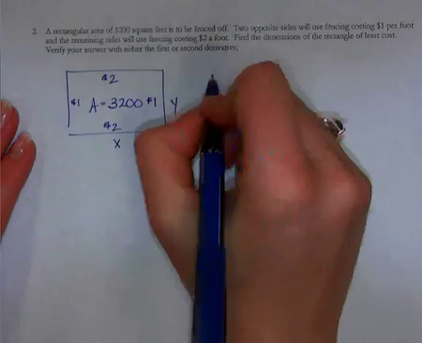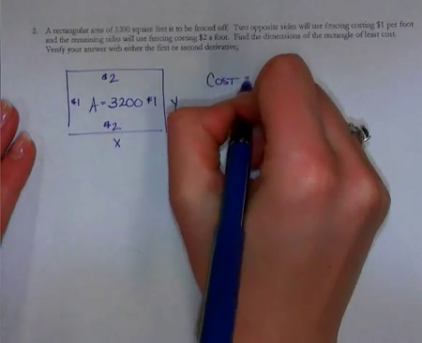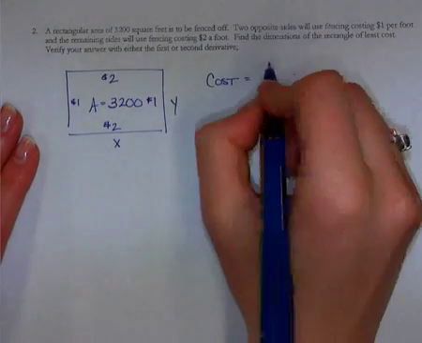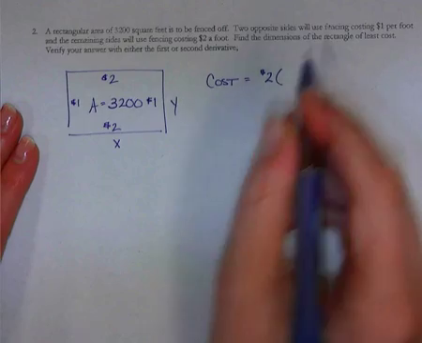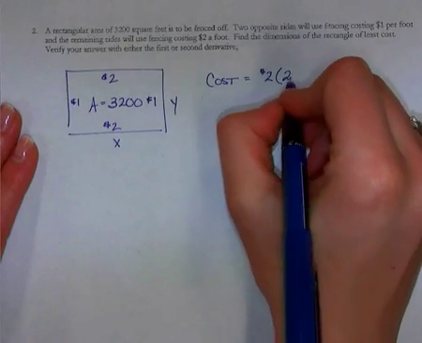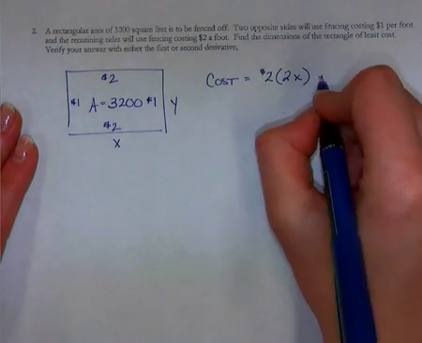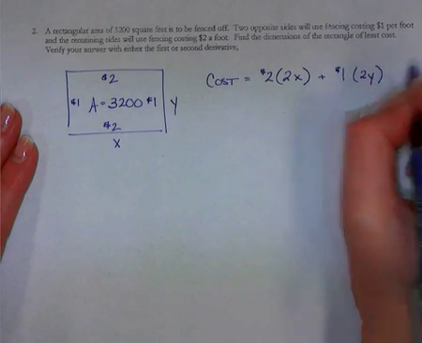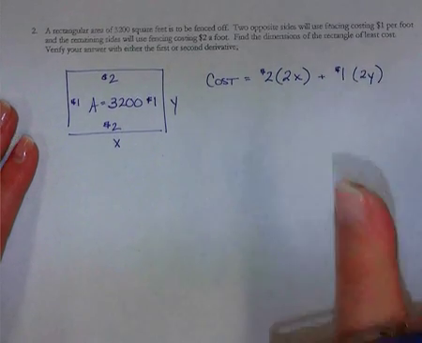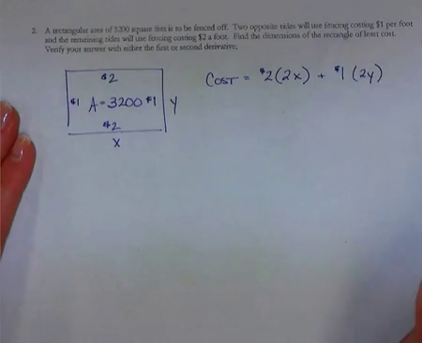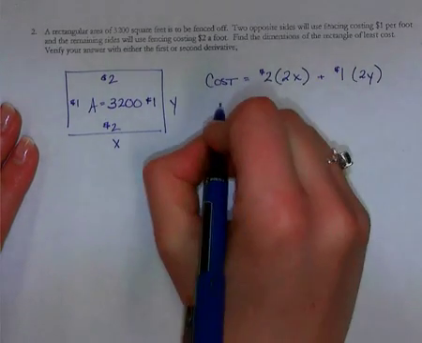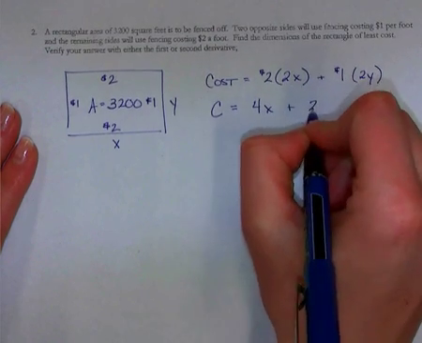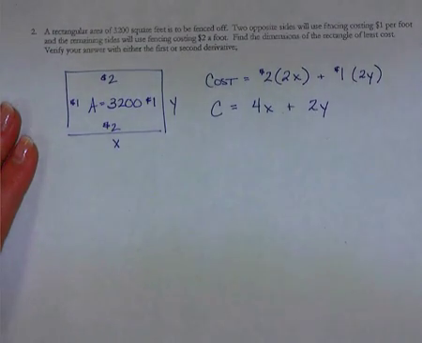Okay? To find the cost for this question, I need to calculate. Well, I have two sides that are going to cost $2 each. So $2 times those two sides, that's 2X. Plus $1 times those two sides, that's 2Y. So I'm basically finding the perimeter and I'm factoring in the cost of each side of the fence. If I simplify that, the cost is equal to 4X plus 2Y. Well, that looks pretty good right there.